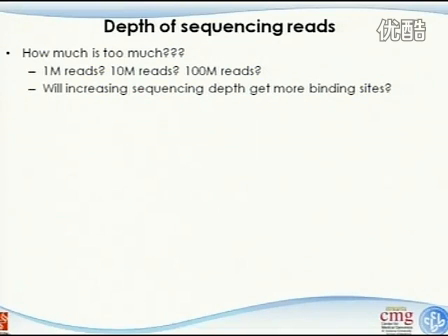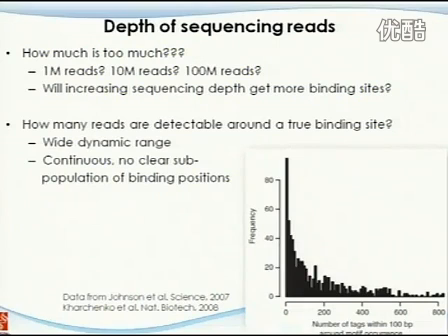The question here is the depth of the sequencing reads. So how much is too much? When I do ChIP-seq data on, let's say, AP1, c-Fos, an AP1 binding protein, how many reads do I really need? Do I need 1 million reads, 10 million reads, 100 million reads? I don't know, right? So will increasing the sequencing depth give you more binding sites? If it's still giving you more binding sites, you probably want to sequence more so that you get more binding sites, right? So one way to look at this is how many sequencing reads are detectable around the true binding sites.